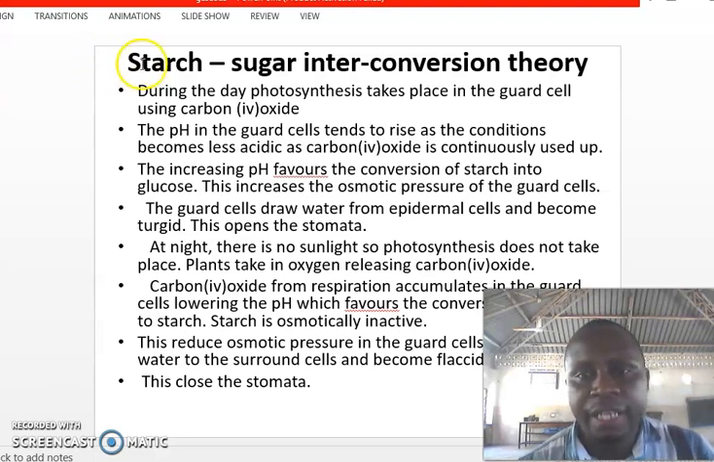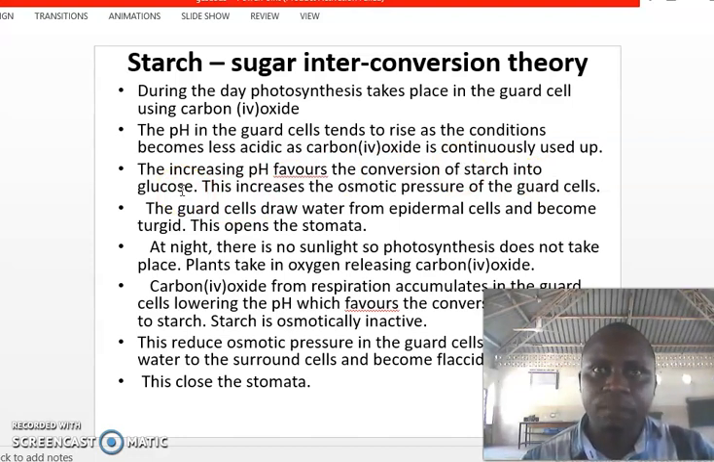Now, according to the starch-sugar interconversion theory, during the day, photosynthesis takes place in the guard cells due to presence of chloroplast. Good. Now, this uses carbon (IV) oxide. Because carbon (IV) oxide is acidic, the pH in the guard cell tends to rise, meaning becoming less acidic. Okay? As carbon (IV) oxide is continuously used up, the increase in pH favors the conversion of starch into glucose. So when the condition becomes less acidic, it leads to conversion of starch to glucose.